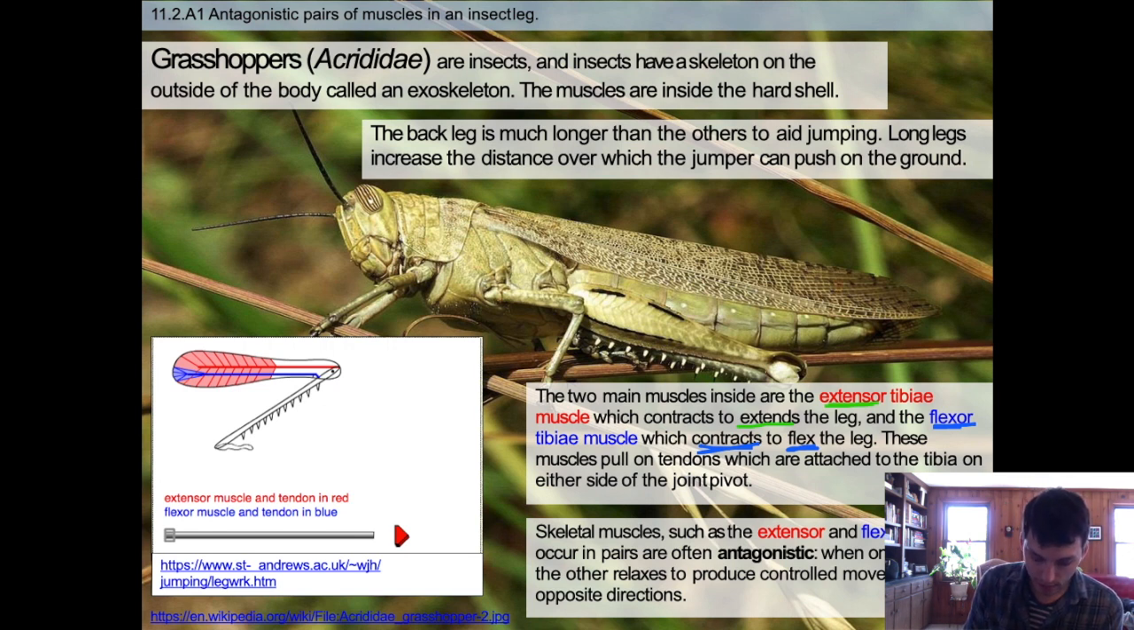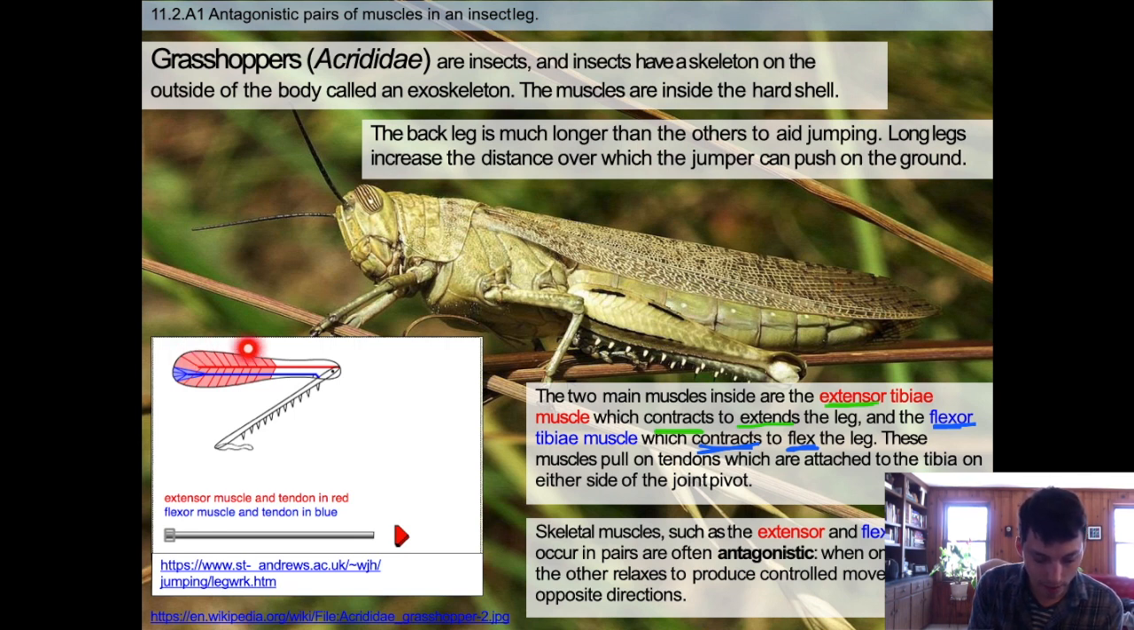So the extensor muscle contracts to extend the leg, to straighten it out, and the flexor muscle contracts to flex the leg, bend the leg. Those muscles both work on the same joint. They are connected to very similar positions, not the same positions, but very similar. But when each of them contracts, they cause something different to happen.